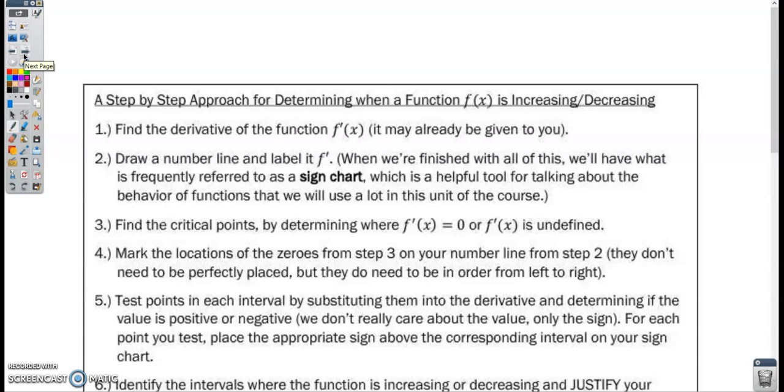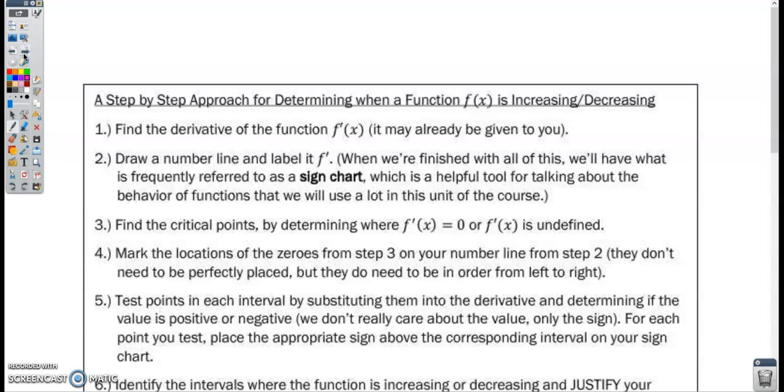Here's our step-by-step approach that we are going to take for determining when a particular function f of x is increasing or decreasing. First thing we're going to do, find the derivative of the function, f prime of x. There are some situations where we might already be given the derivative, but if we're given the function, then we first need to find the derivative.